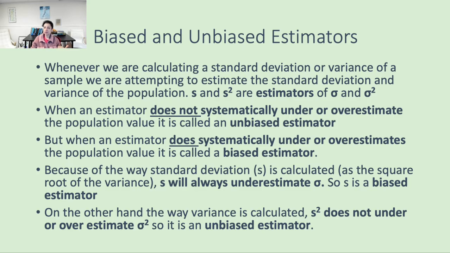On the other hand, when we look at variance, the way variance is calculated with the square, the variance of the sample, S squared, does not underestimate or overestimate the variance of the population, sigma squared. So variance is described as an unbiased estimator. So that's always important to remember.